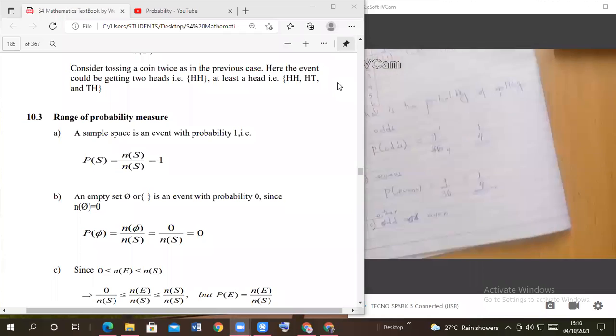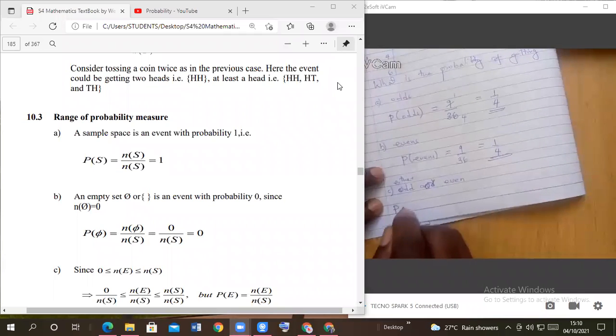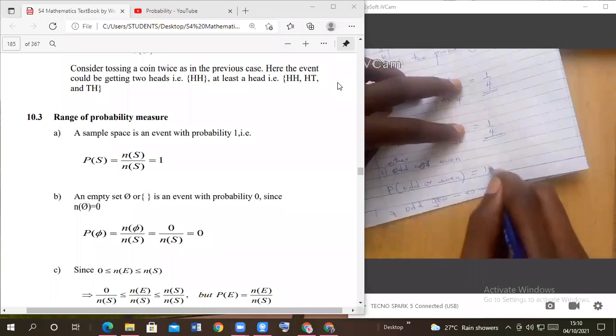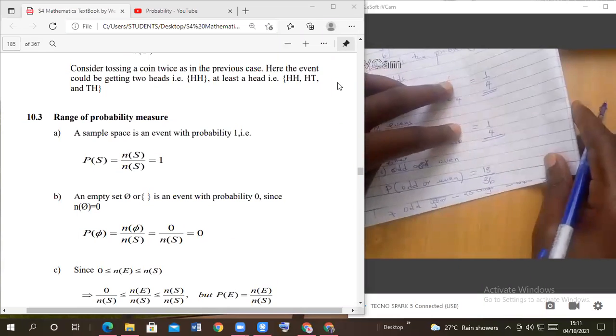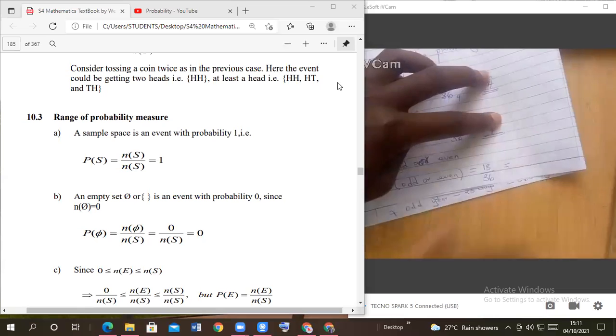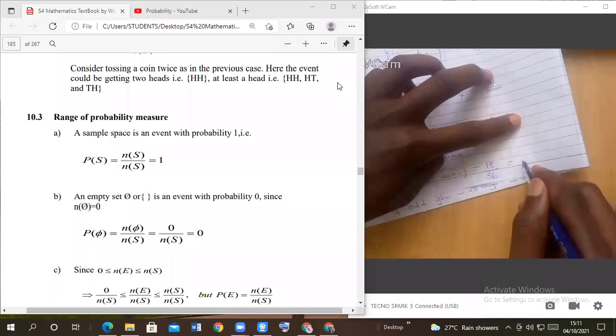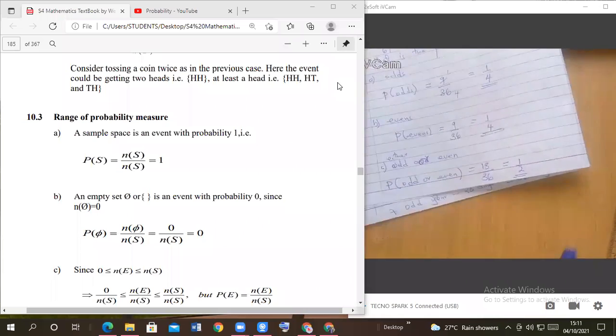There are 18, so which means the probability of either odd or even is going to be 18 over what? 18 over 36. If you simplify that, what do you get? It's a half. Are we together, members? Yes. Very good.